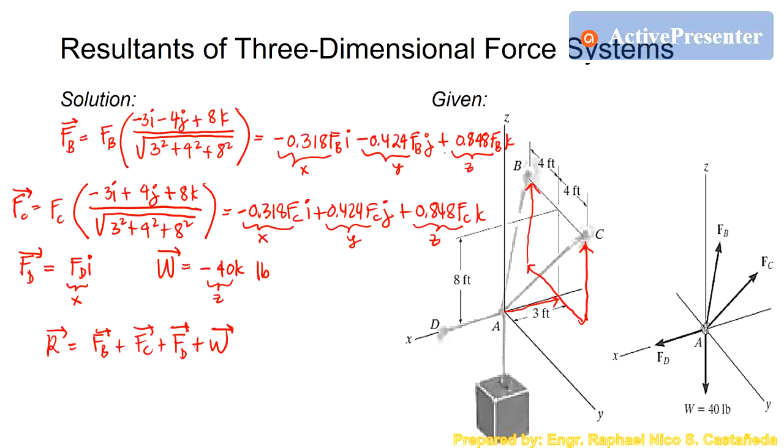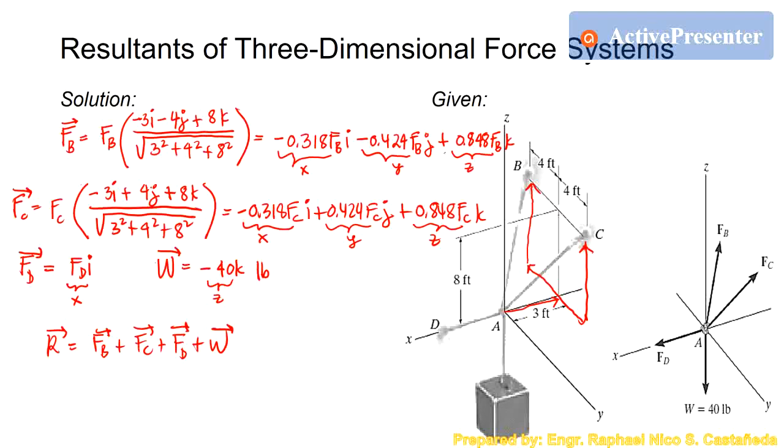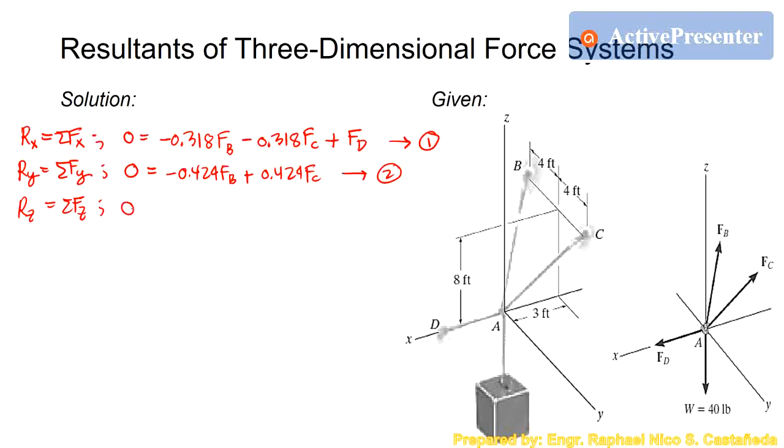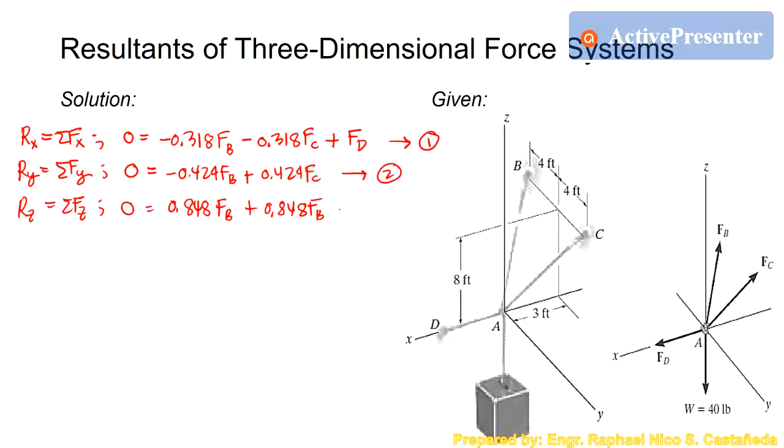Then for the other forces, FD and W, there will be no Y component. So this will be our second equation. And lastly, for Rz, which is summation of forces in Z, the resultant is 0. Then we have 0.848 FB, and we also have positive 0.848 FB. Then there will be no other forces, so we have negative 40K. So this will be negative 40. So we can arrange this one.